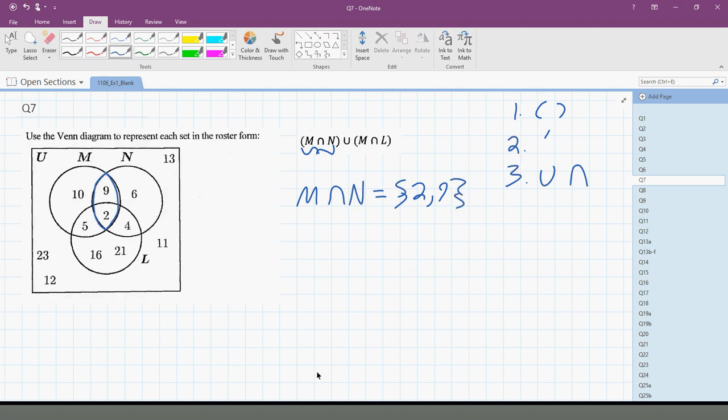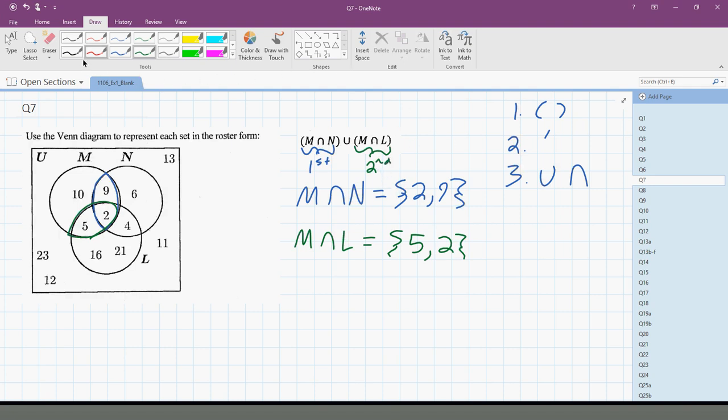2 and 9. End in squiggles. Okay, so that was first. Who do we hit next? M and L. Or M intersection L. M intersection L. Perfect. 2 and 5. Perfect. Because that's this little guy that's right in there. So that's 5 and 2. And yeah, I know I didn't put them in order, but it's okay. So that was our second guy.